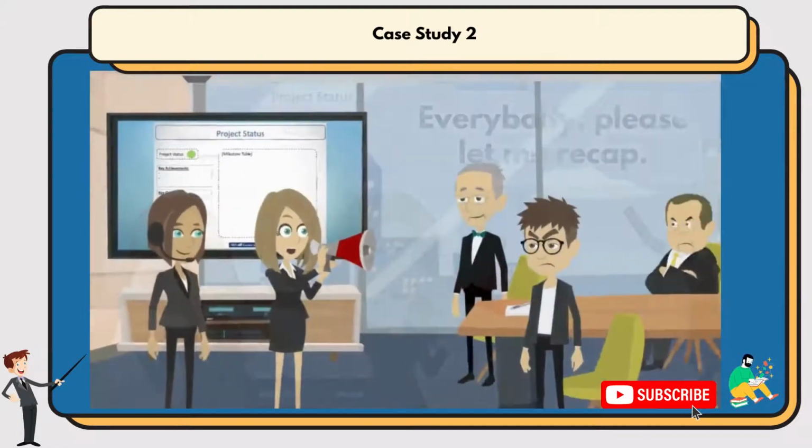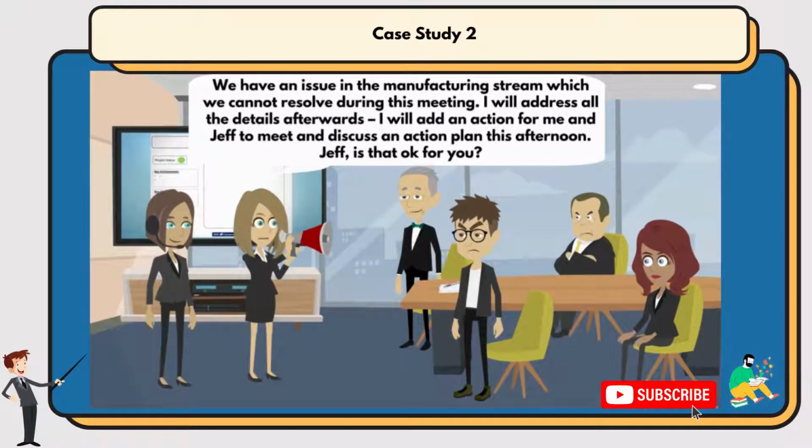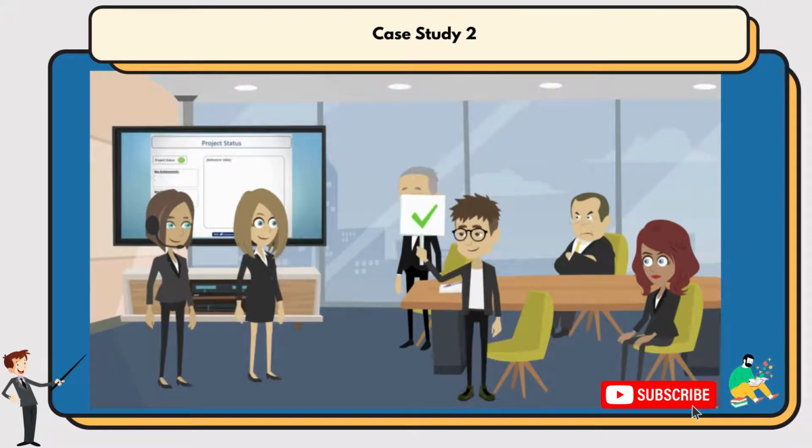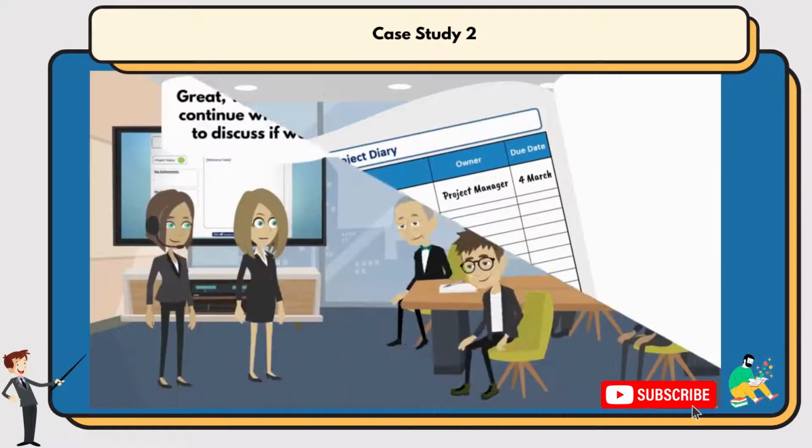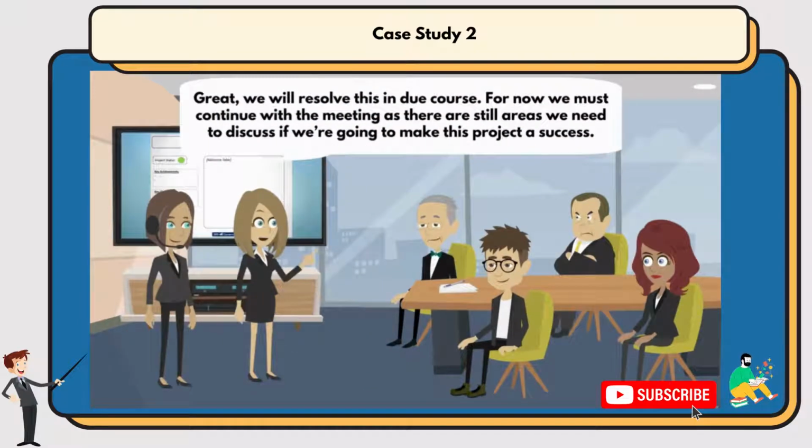Everybody, please let me recap. We have an issue in the manufacturing stream which we cannot resolve during this meeting. I will address all the details afterwards. I will add an action for me and Jeff to meet and discuss an action plan this afternoon. Jeff, is that okay for you? Jeff confirms. Ray writes this in the project diary. Great. We will resolve this in due course. For now, we must continue with the meeting as there are still areas we need to discuss if we are going to make this project a success.